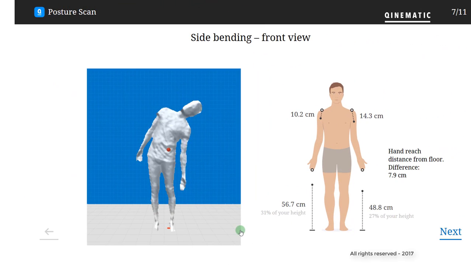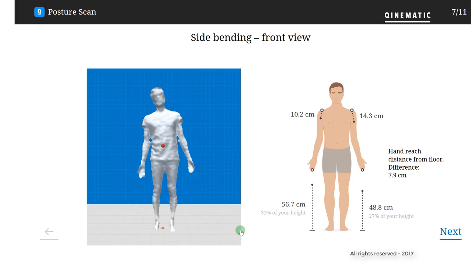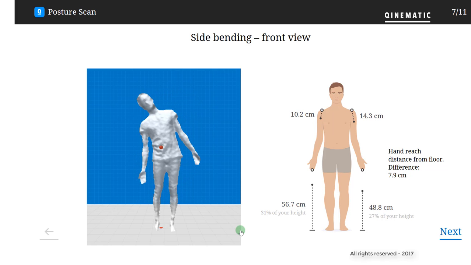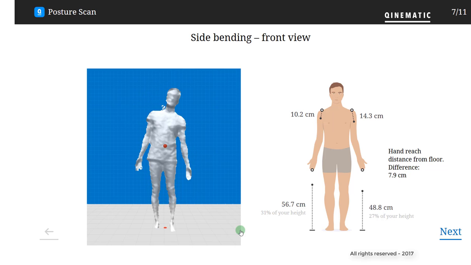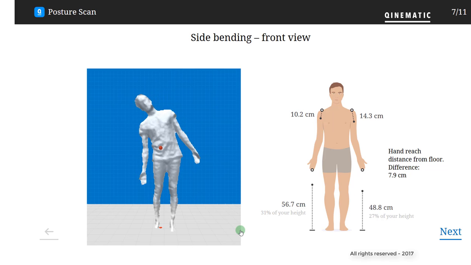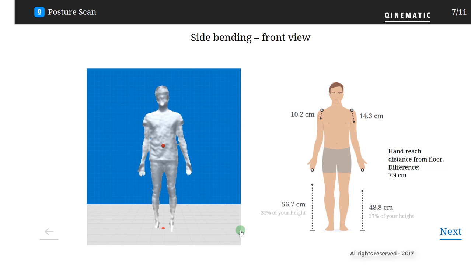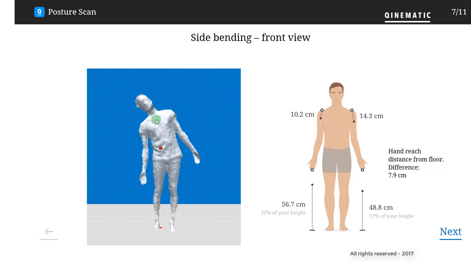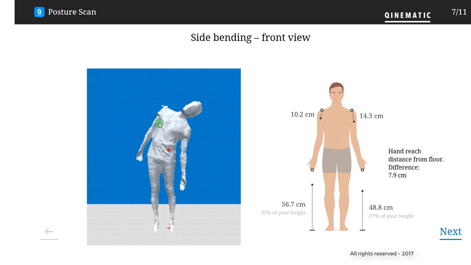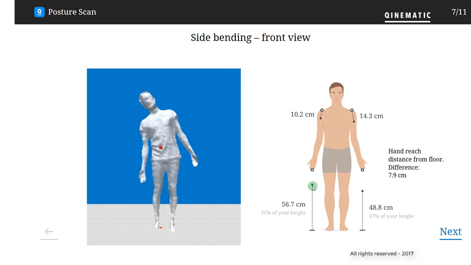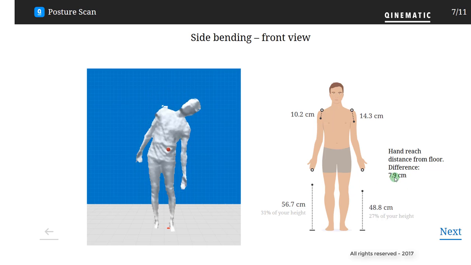Here we have side bending to the left and to the right. Bending to the right seems quite restricted. Bending to the left is better, but still not so long. At 14 centimeters compared to 10 centimeters. This would be typical of somebody who's quite stiff in their lumbar spine and really is only using the chest to reach to the side. Hence we see quite poor side bending or reaching distance here, and an 8 centimeter difference, which is quite a lot.